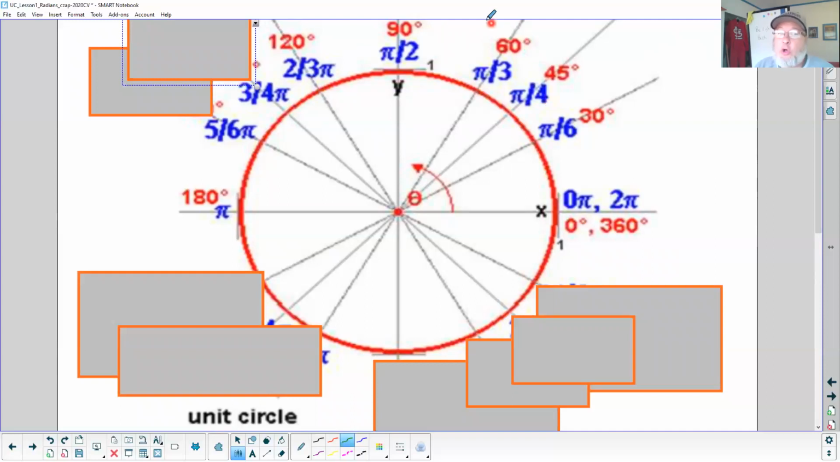Okay, so this whole idea on how this all fits is very important to understand. You're going to create this on your own. You are then going to turn this in to me and submit it into Canvas.